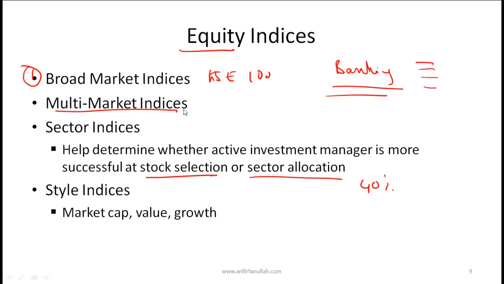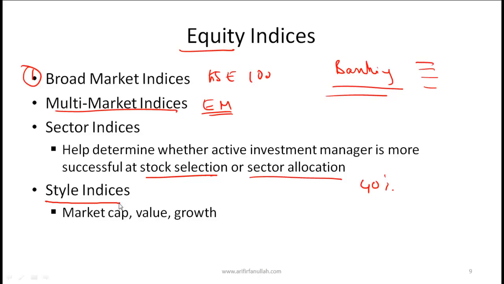A multi-market index is one that reflects multiple markets. So you can have an emerging market index that is essentially a combination of indices from various emerging markets such as India, China, Pakistan, etc. That would be an example of an emerging market index. Typically, the relative weightages in the emerging market index of different country indices would be based on the GDP of each of the countries.